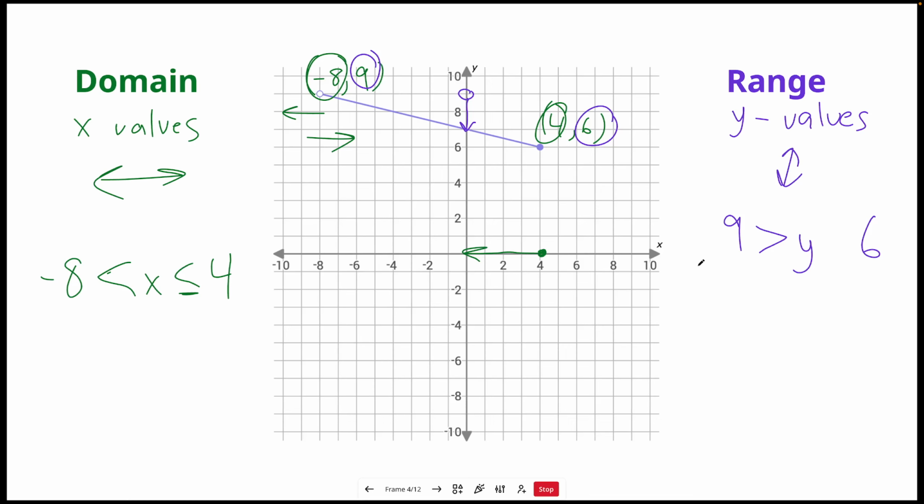And now let's look at the 6. The 6 is a closed circle on the y-axis, and we're going up. This graph goes up from the 6. So those numbers get bigger and bigger and bigger, so we'd say y has to be greater than or equal to 6. Here is your domain and range.